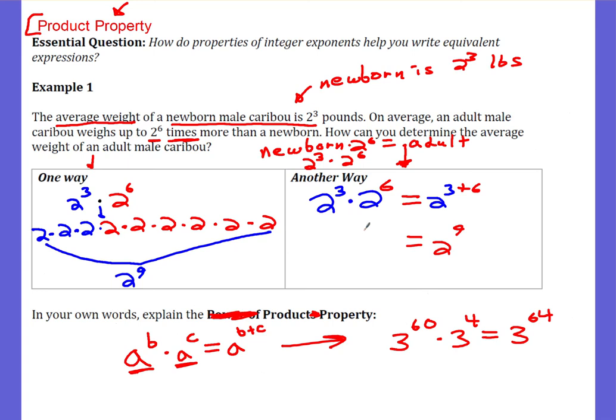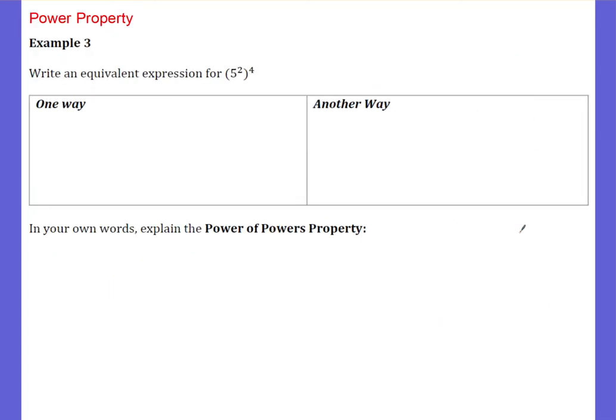So let's now take a look at what happens when I have a power to another power. We're going to do this kind of the same way. We're going to look at an old school method, a new school method, and then we'll figure out a shortcut. So we got the power of power property, or what happens when I have something that's already an exponent and I raise it to another exponent. So I'm going to take this 5 squared to the 4th, and I'm going to expand it out kind of like the slow old way.